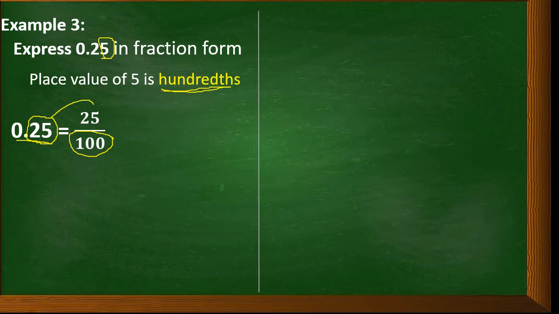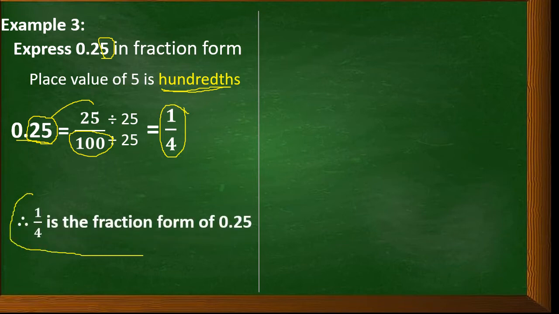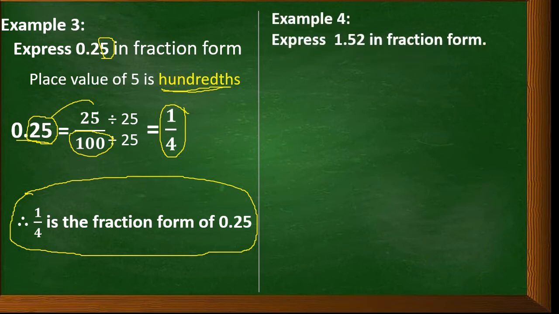We have to divide both the numerator and the denominator by the greatest common factor. And the greatest common factor between 25 and 100 is 25. So 25 divided by 25 is 1, and 100 divided by 25 is 4. So the fraction form of 0.25 in lowest term is 1/4. So we have now here our conclusion. Therefore, 1/4 is the fraction form of 0.25.